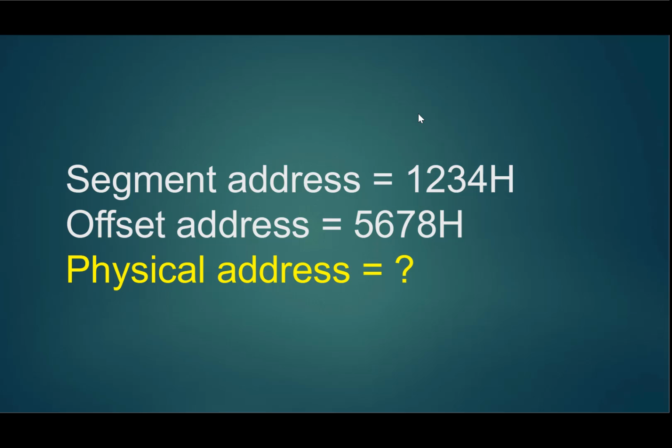Again, one more question. 1234 is the segment address, and the offset address is 5678. You can again pause the video and see if you are able to answer this. So the answer would be 179B8 hex. So the segment address alone is not enough, and the offset address alone is not enough. Both addresses are important for generating the physical address.